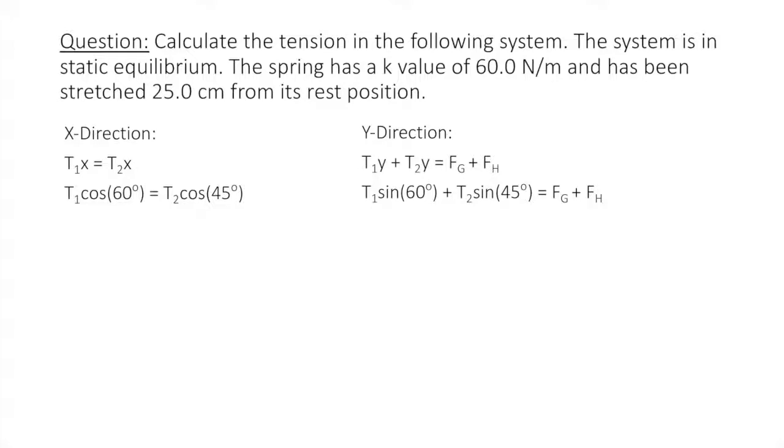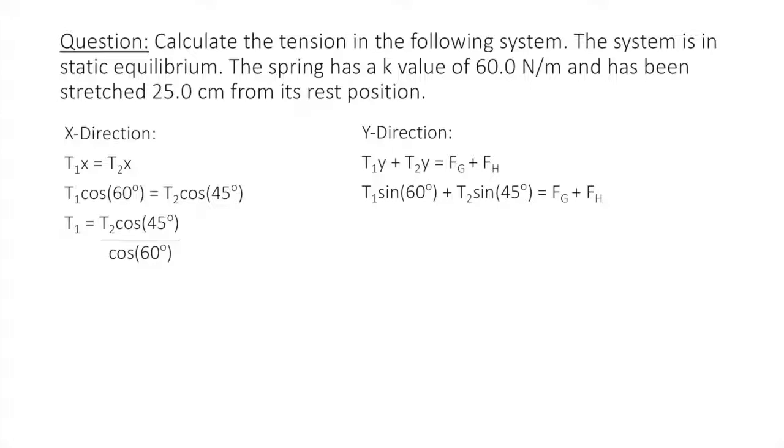Now that you have your equation set up, isolate for either T1 or T2. It doesn't matter which one you choose, you're going to get the same answer either way. Once you isolate it, either T1 or T2, you will substitute it into the other equation to find the other missing variables. Today I'm going to be isolating for T1 by dividing both sides by cos 60.